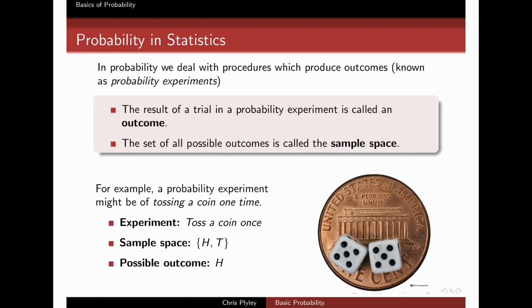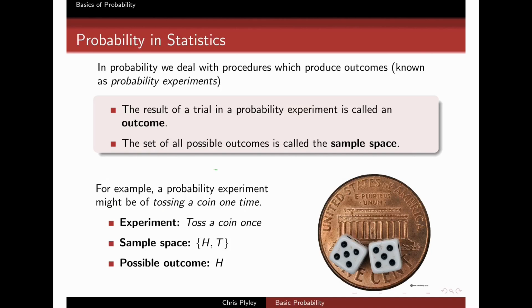So let's talk about some basic notation first. In probability, we deal with procedures which produce some sort of outcome, and we call these probability experiments. So an easy example might be something like a probability experiment could be just the tossing of a coin once. I toss a coin once. This produces some sort of outcome. In particular, the outcome is known as either heads or tails, depending on how the coin lands. That's what a probability experiment is.